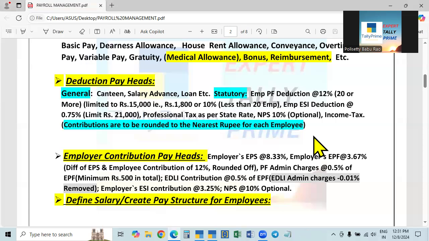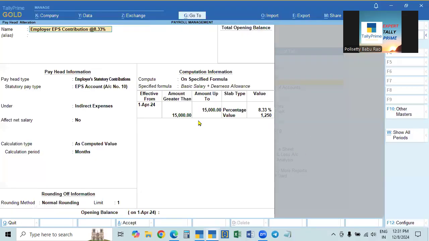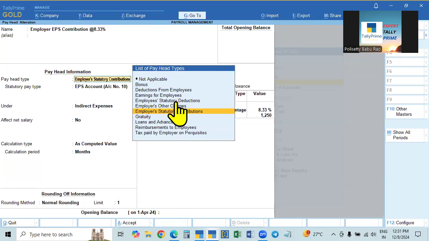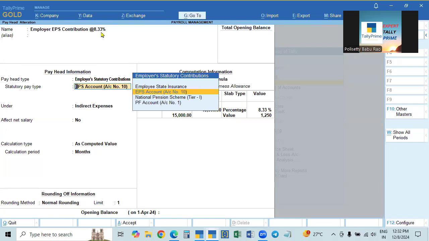So here, EPS you will take up, employer EPS contribution 8.33%. This is not deducted from the employee salary as per law. Employee statutory deduction is taken and paid to the government, but here employer statutory contribution, he is paying from his own pocket. So this is called employer statutory contribution. I told you the 8.33% will be towards EPS. So EPS account is given here, EPS account number 10.